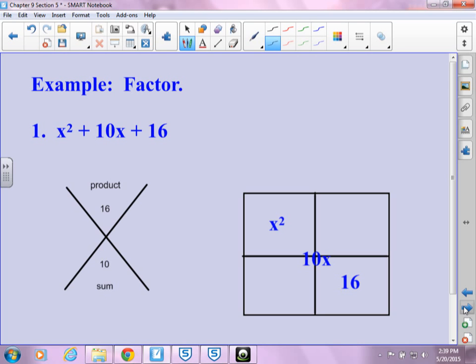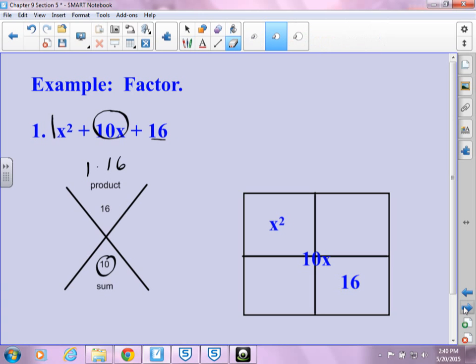You'll notice the top part of the x, we have the 16, and it says the product. We got the number 16 because we took the a term, which was 1, and the c term, which was 16, and multiplied them together. So you take the a term and the c term and bring those together. Then we took that middle term, which was 10, that was our b, and brought it down to the bottom part of that x.